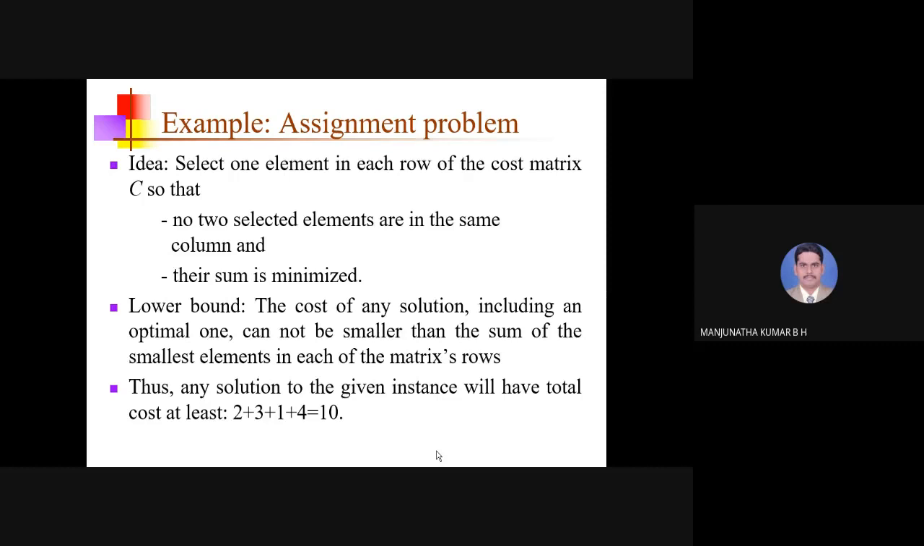Or let me repeat once again. To calculate the lower bound value, in every row, choose the smallest number and add those numbers. The sum will be the lower bound value. Okay, fine.